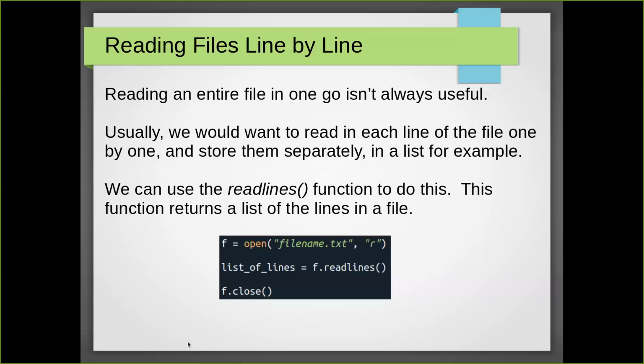Now, by default, if you were to read in a file using a Python read command, it will read the entire file in one go. Well, that might be useful, it might be what you want, but it's usually not what you want to do. Typically, you would want to read in a file line by line, and you may want to deal with the things in those lines differently. For example, you might want to store them in different lists.